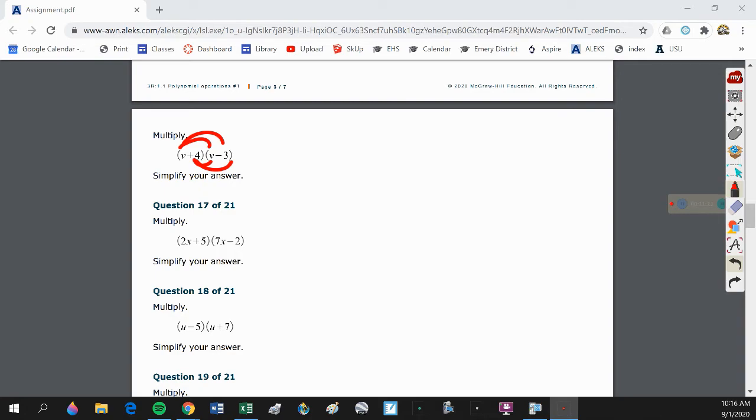What I want you to do is draw a 2 by 2 box. So go ahead and draw that. And then put one binomial on the top and one binomial on the left, and it doesn't matter which is which. I will put v plus 4 on top and v minus 3 on the side, and it's going to end up being the same thing even if you do it in the opposite order. Okay?